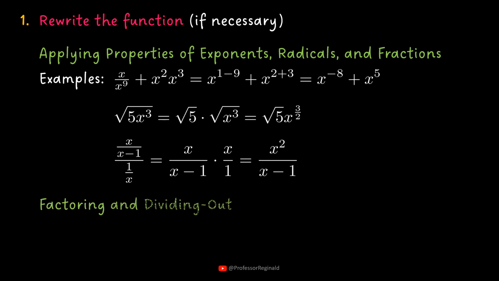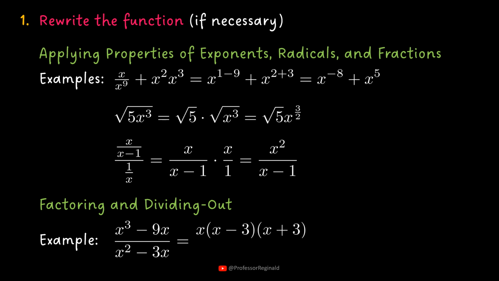Factoring and dividing out. Factor both the numerator and the denominator and divide out common factors. Example. If possible, factor the numerator and denominator completely, and then divide out the common factors between the numerator and the denominator.